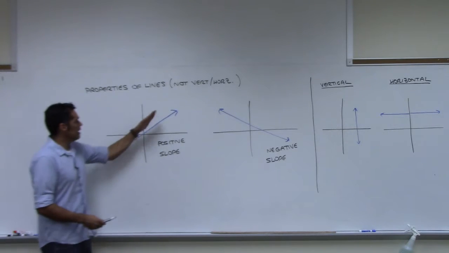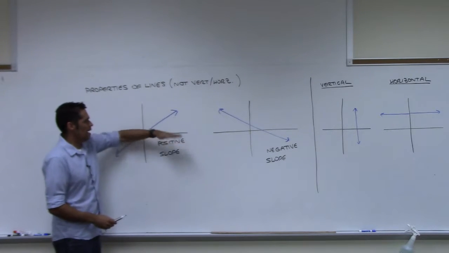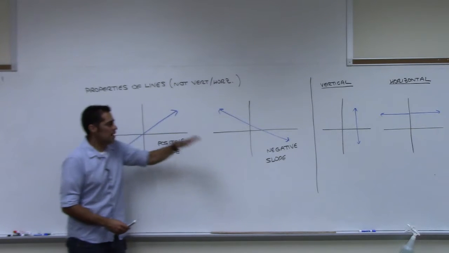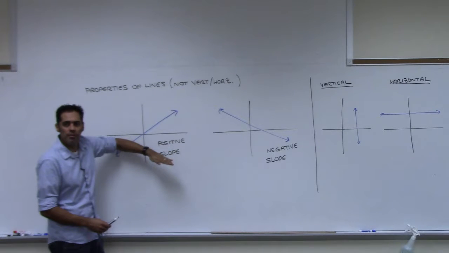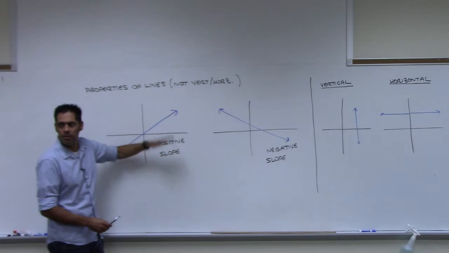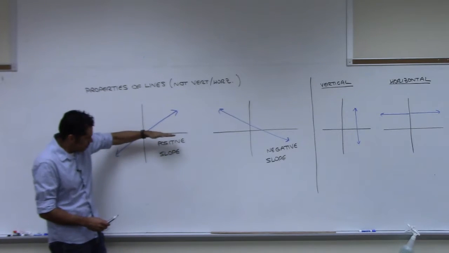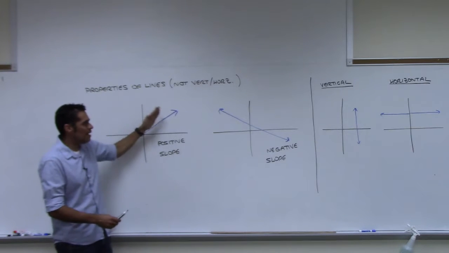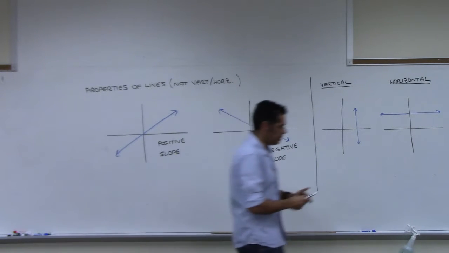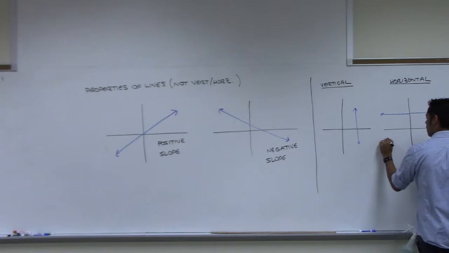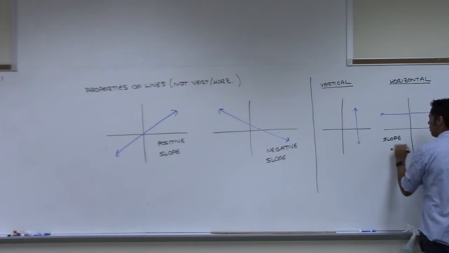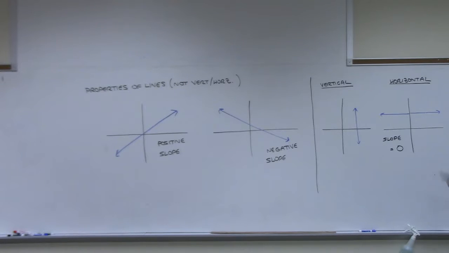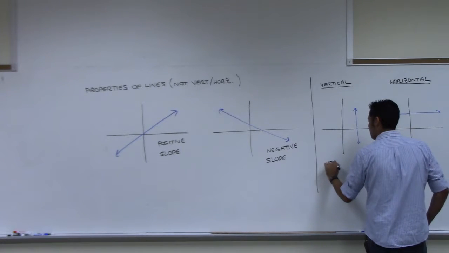So think about it this way. If this is positive and that's negative, then how do you get from positive numbers to negative numbers? You have to go through zero, don't you? You have to go from positive to zero, then to negative numbers. So it kind of makes sense that a horizontal line would have a slope of zero. Slope is equal to zero. And then for vertical, the slope is undefined.